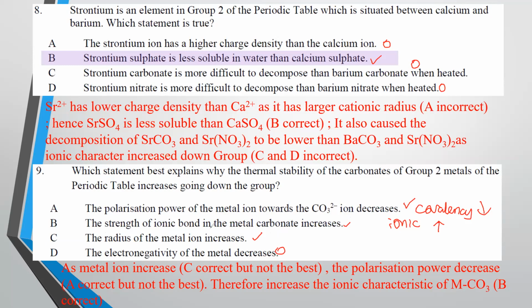So here, A, B, C are correct. Which one is the best answer? Usually we look for the most conclusive, because the initial factor is radius. Large radius means low polarizing power. Low polarizing power means high ionic character. So ionic character is the one that concludes everything here. The best answer that describes why the thermal stability increases is the strength of the ionic bond in the metal carbonate increases. So that is how you describe it, and that is for number 9.